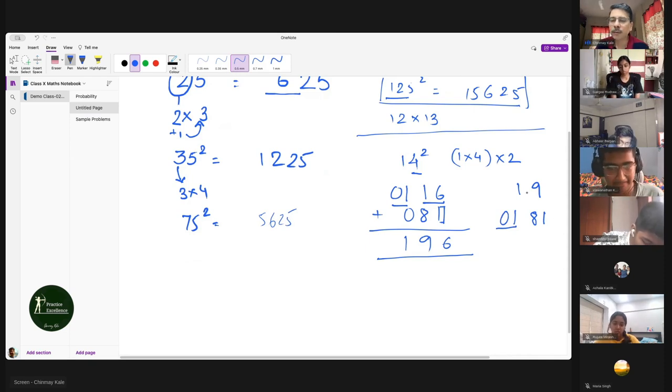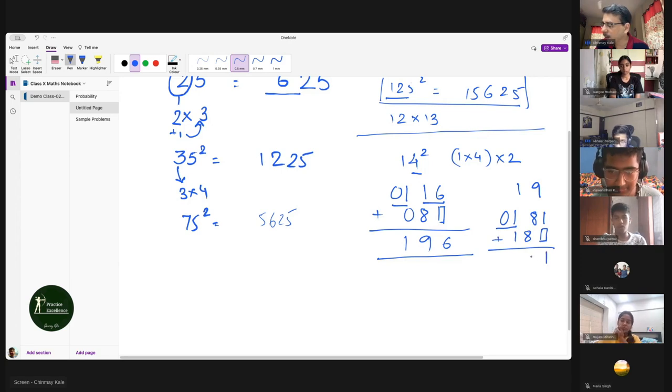Then what do you do? What is the next step? Multiply 1 and 9 and double it. 9 into 1 and then double. 9 ones are 9, 2s are 18. Leave this space. Write 18. Add it up. 1, 8, 8, 16. And then 3. 361. 19 ka square is 361. Understood?